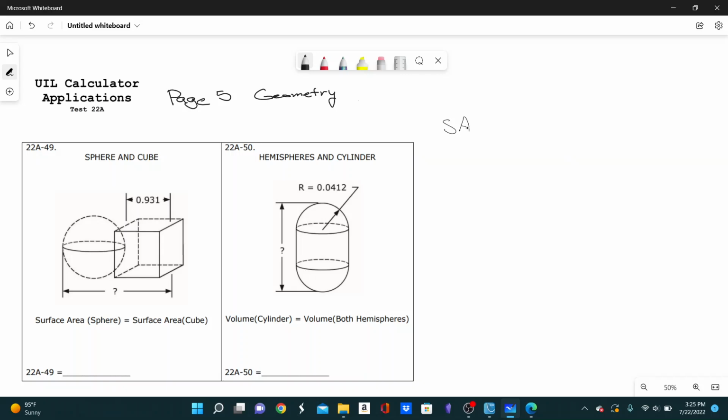So the surface area of the cube will just be 6 times the edge length squared, or 6 times 0.931 squared. Now, the surface area of a sphere is 4 pi r squared. And if we can find the radius, then we can also find the diameter, and that's this length. Then we can add it to 0.931, and that'll tell us this distance right here. That'll tell us what we're looking for. So we just have to set up an equation. It tells us here that the surface area of the sphere is equal to the surface area of the cube, so this is a pretty straightforward equation.